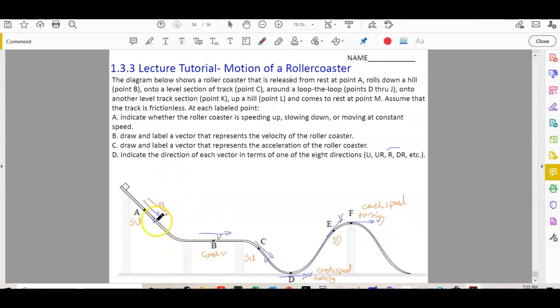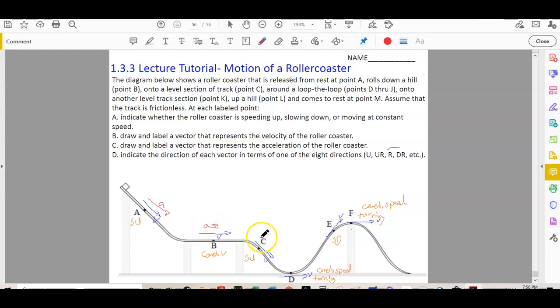Here, so I'm speeding up as I'm moving downhill. That means I have two parallel vectors, a velocity vector and acceleration vector, pointing in the same direction. At B, I'm just traveling to the right at a constant velocity. That means I have no acceleration vector.